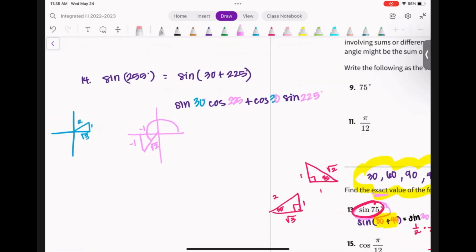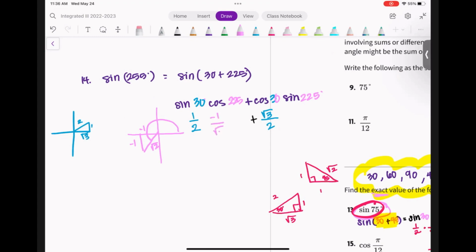So then I'm going to write the sine of 30 is 1/2. The cosine of 30 is root 3 over 2. If you don't know why I just wrote that, go back and look at the sine, cosine, tangent videos so that it makes sense to you. All right, cosine of 225, that's -1 over root 2.